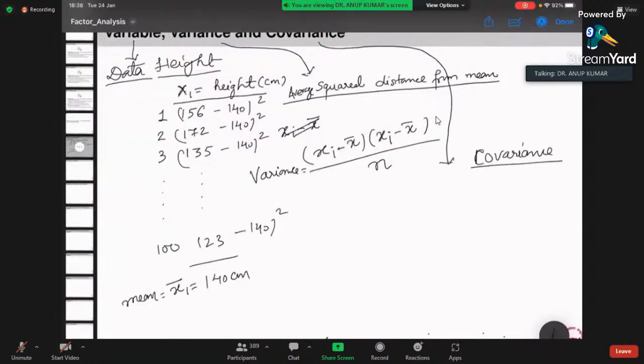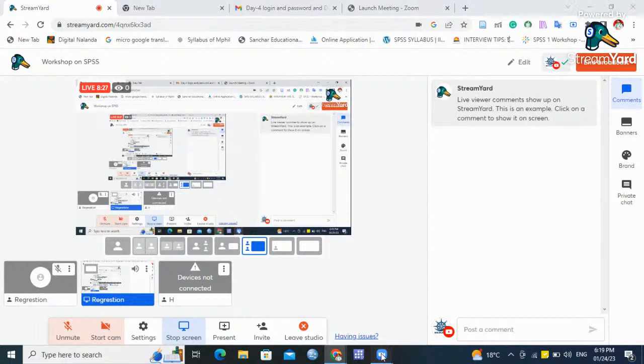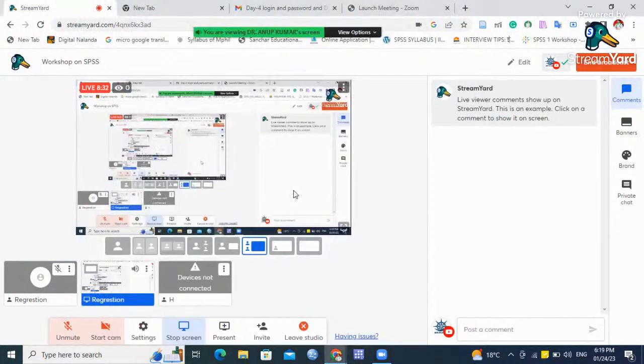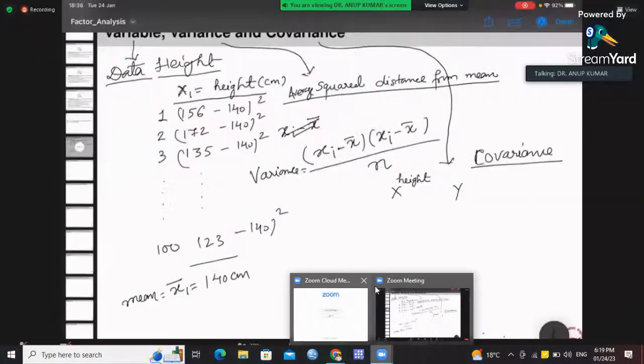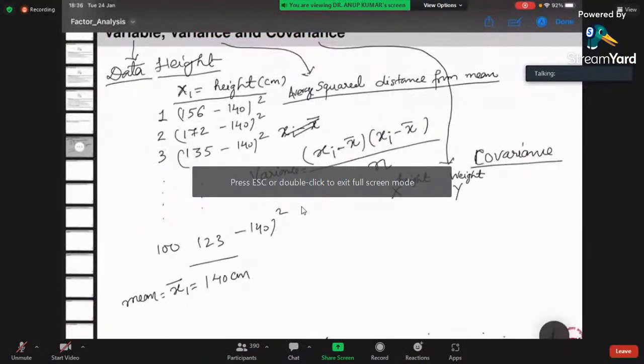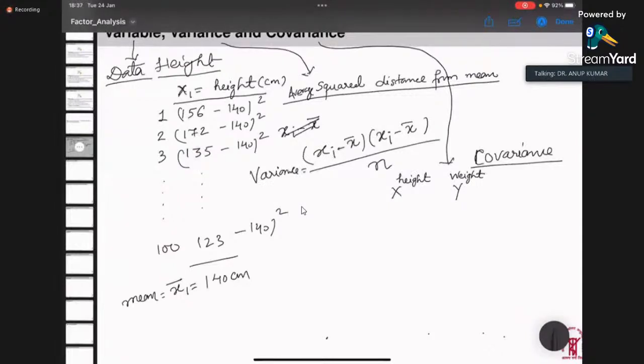Variance measures the variability in a single variable. Suppose you have x, which is height, and another variable y, which is weight. Now you want to measure the joint variability of x and y. So it will be measured in terms of covariance.